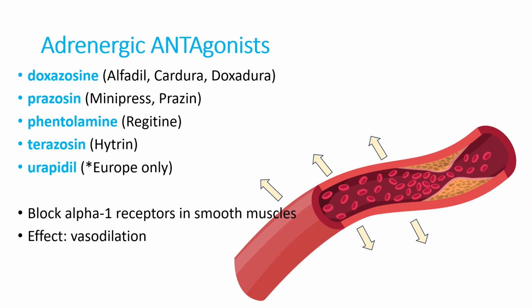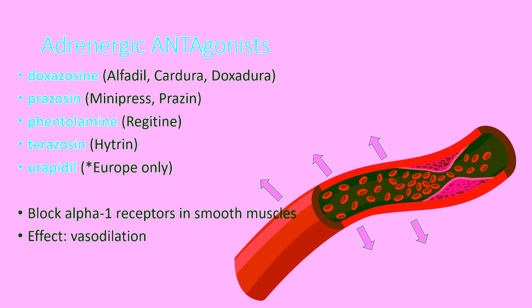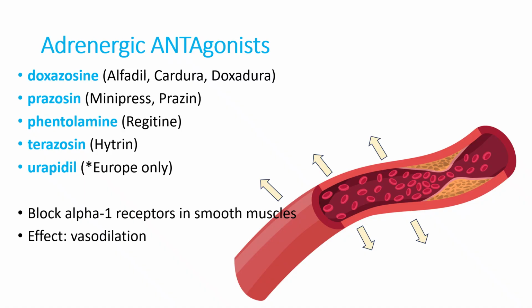Because venous dilation reduces venous return or preload, these drugs are also responsible in reducing cardiac workload. Examples of these drugs include doxazosin, prazosin, phentolamine, terazosin, and urapidil, the latter being available so far only in Europe. These drugs are indicated for hypertension and are often used in combination therapy.